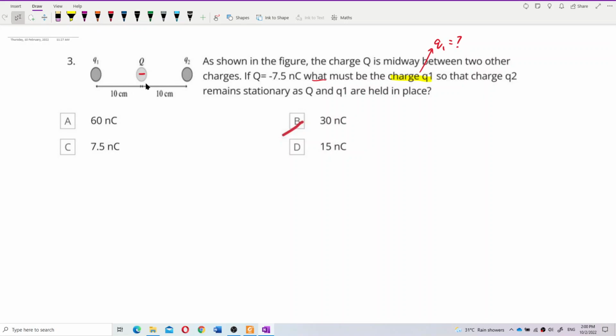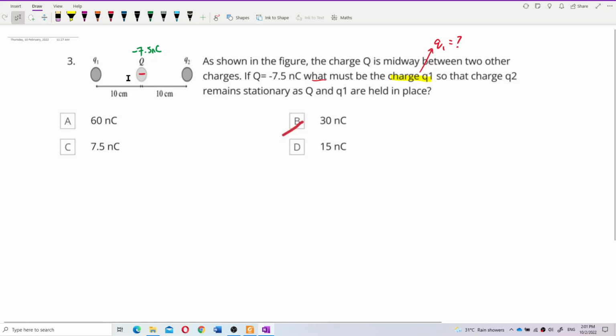Okay, maybe I write it down over here. This Q is negative 7.5 nanocoulomb. Okay, I got the charge Q. It's midway, 10 cm, 10 cm. Need to change to meter later on. What so that the charge Q2 remains stationary and Q and Q1 are held in place.